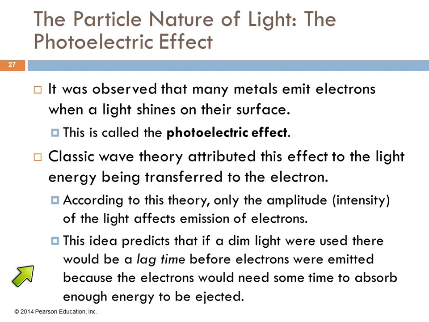It predicts that if you used a dim light, there would be a lag time. You'd shine the light on there, and it would take a while for the energy to build up before the electrons would come out, because they wouldn't get enough energy. They'd have to absorb energy for a while from the light before they would come out.